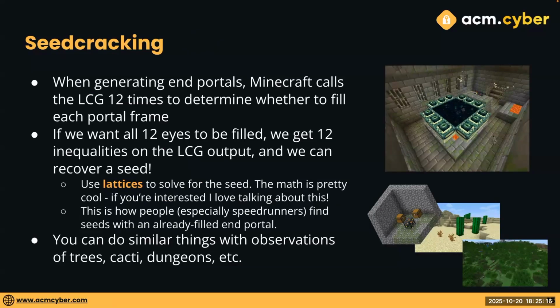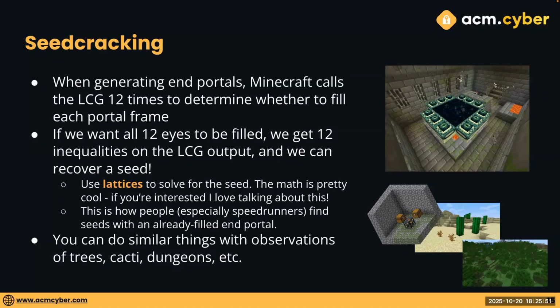And you can do a lot with these inequalities. One thing you can do is Minecraft seed cracking. So for example, when generating end portals, Minecraft will try to fill in these end portals with eyes of Ender by random chance. Each portal has a 1/10th chance of being filled. And what we want maybe is to find a world where all 12 of them are filled before we even do anything. This is useful for speedruns where you enter an end portal that's already filled without having to find your own eyes of Ender.